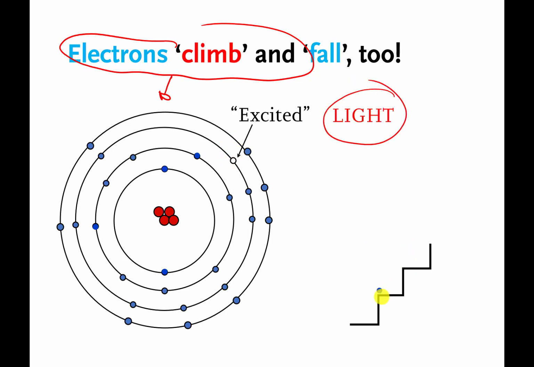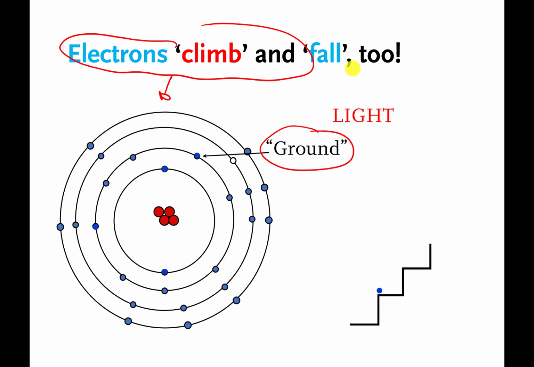And another term to know is that when the electron returns to its original spot, you say that the electron is in its ground state. Hopefully that makes sense, because when I was drawing stick figures, I was saying the person started on the ground. So this can happen with electrons in atoms.